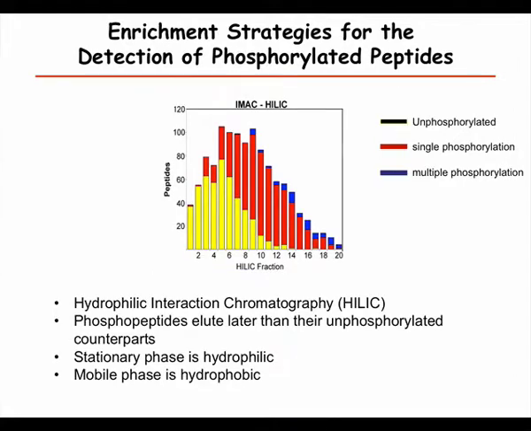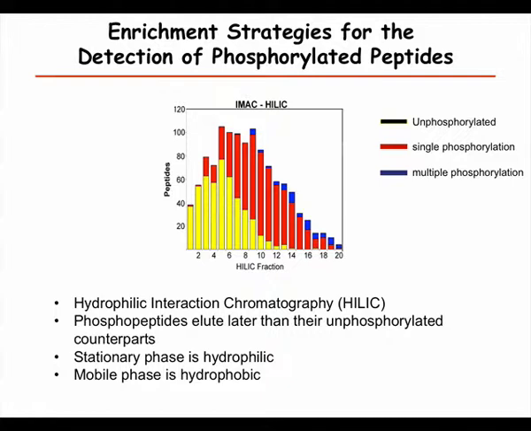What percent does it go up to? Like, if it's 1%? It varies, but it can easily be more than half if you do it well. But people are working very hard on optimizing all the different steps in this to really get a lot of phosphopeptides.